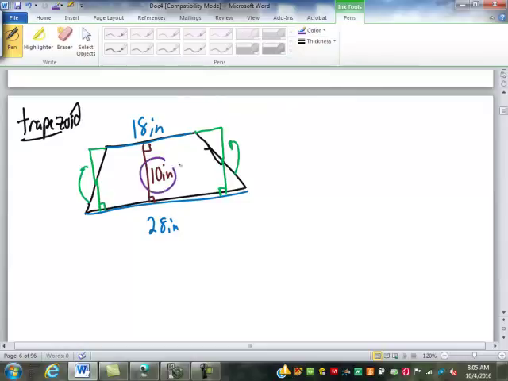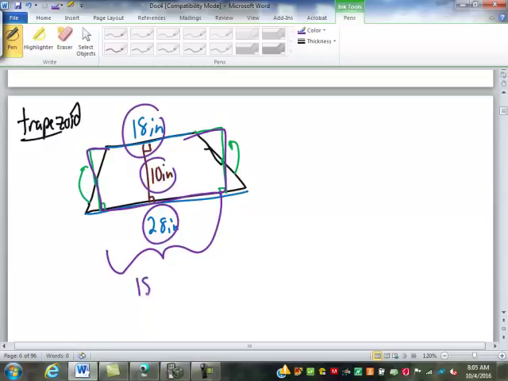Its width is 10 inches. Its length is somewhere between the 18 and the 28. In fact, it's halfway in between. If I take my 18 and my 28 and I average them together, I get that length.